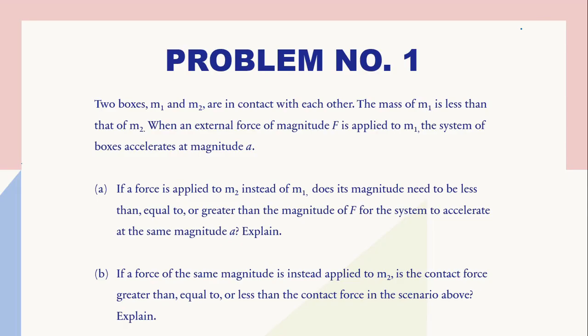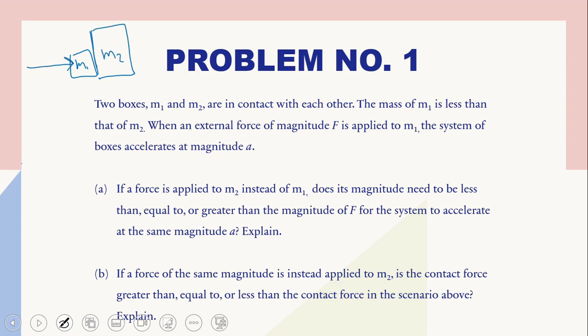Two boxes M1 and M2 are in contact with each other. The mass of M1 is less than that of M2. When an external force of magnitude F is applied to M1, the system of boxes accelerates at magnitude A. So I'm going to draw a quick picture of that. We have M1 here, and then M2, which is greater in mass than M1, and then a force of F is applied to M1.